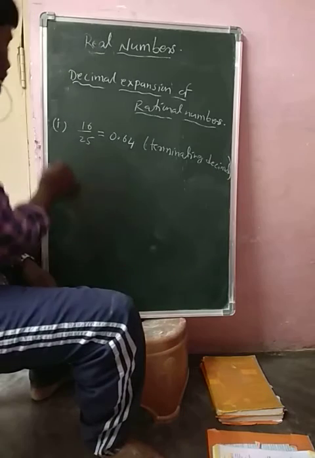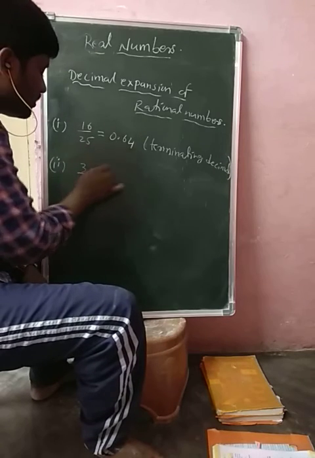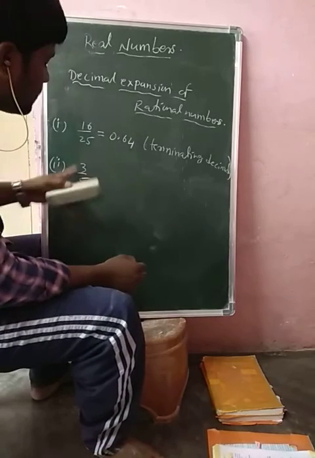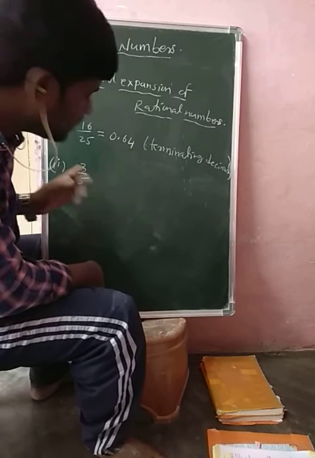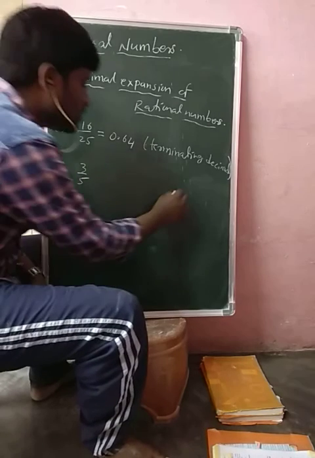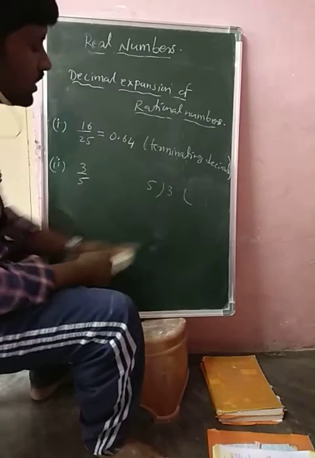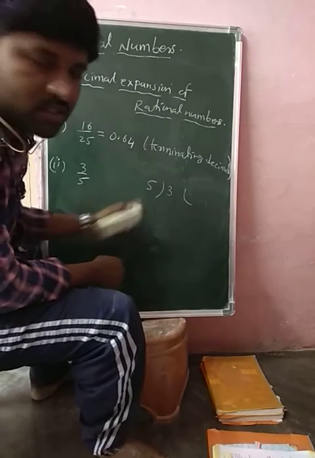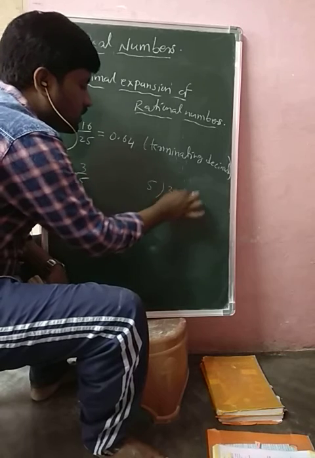So let us consider one more example, that is 3/5. 3/5 is also a rational number only. Now see its decimal expansion. So I am going to find it by doing actual division. So 3 is the dividend and 5 is the divisor. So this is the small one, that's why take here 0.